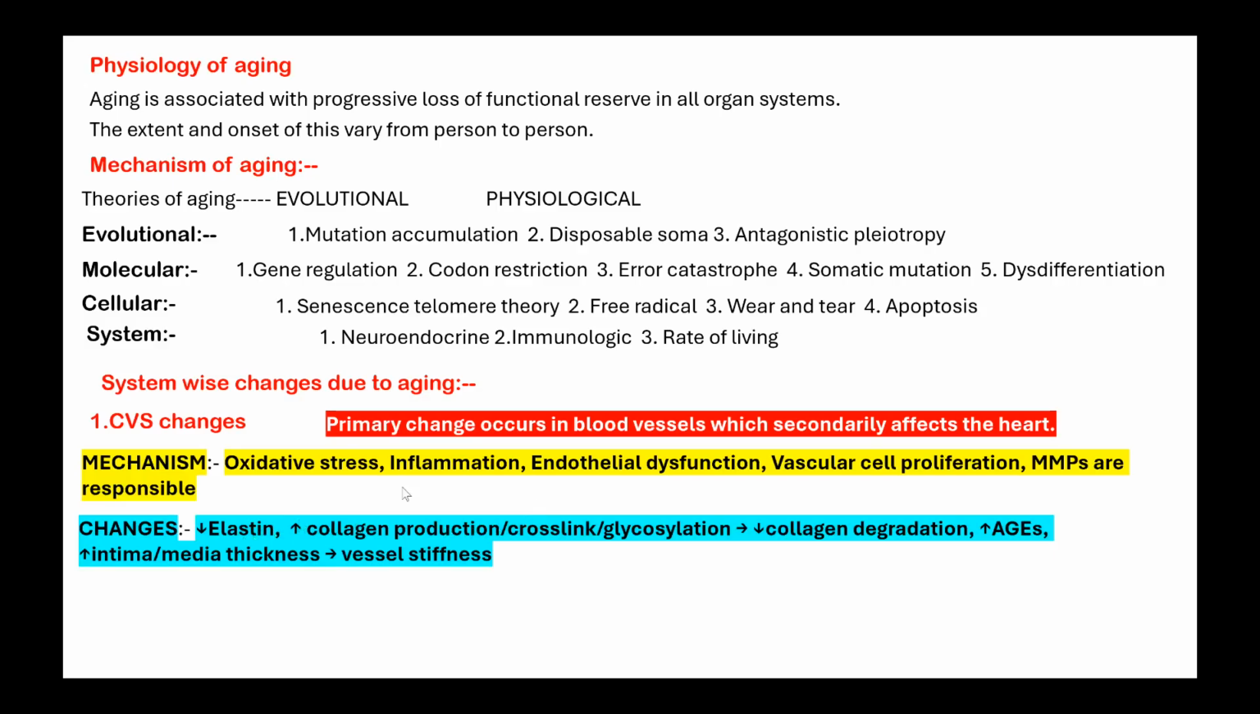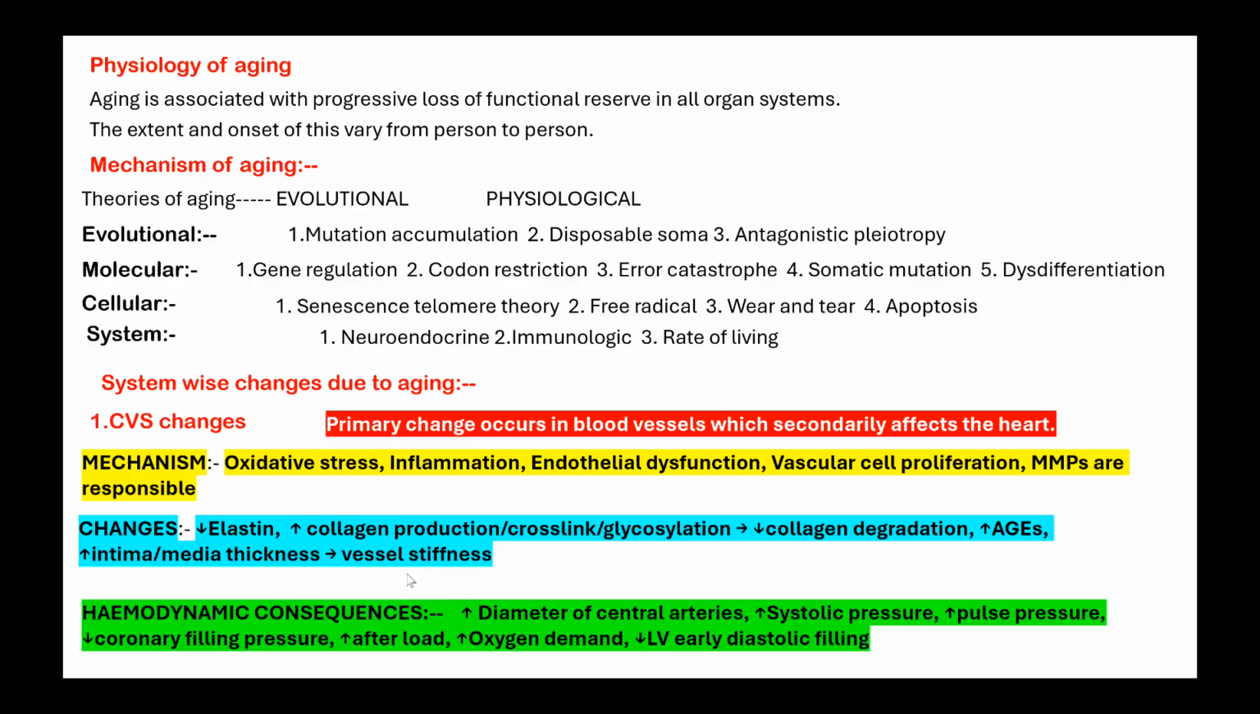And the changes that happen in the vasculature are decrease in elastin, increase in collagen production, chronic cross-linking, and glycosylation, which cause decreased collagen degradation, increase in advanced glycation end products, and increase in intima and media thickness, ultimately leading to vessel stiffness. The hemodynamic consequences of this are increase in diameter of central arteries, increase in systolic pressure, increase in pulse pressure, decrease in coronary filling pressure, increase in afterload, increase in oxygen demand, and decrease in early diastolic filling. All these things are the consequences of these vascular changes.